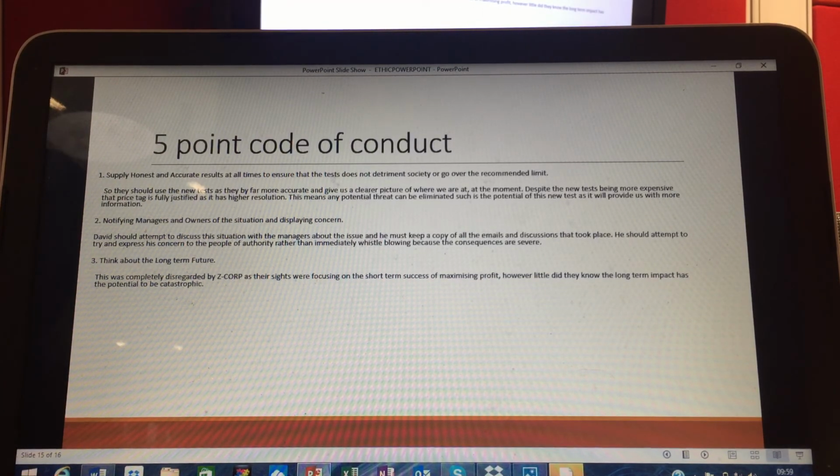Think about the long-term future. This was completely disregarded by Z Corp as their sites were focusing on the short-term success of maximizing profit. However, little did they know the long-term impact has the potential to be catastrophic.